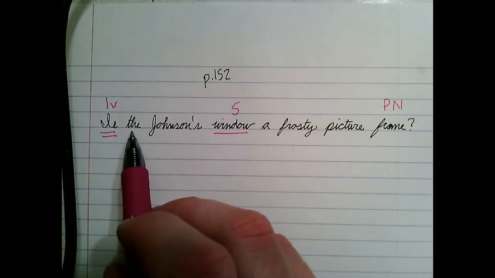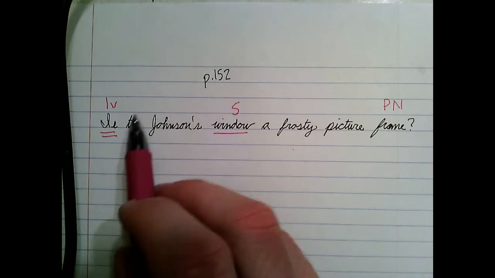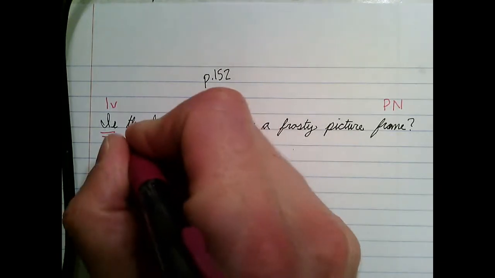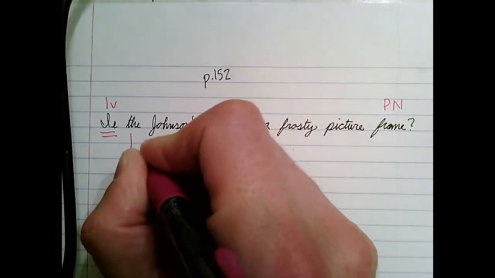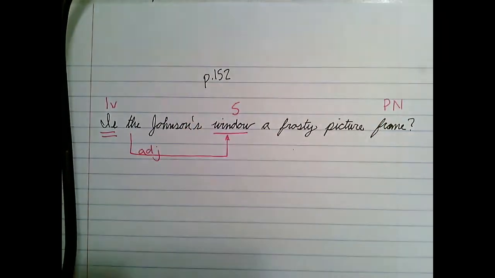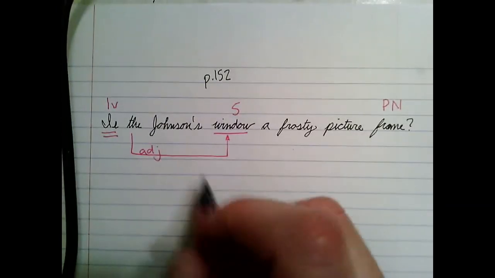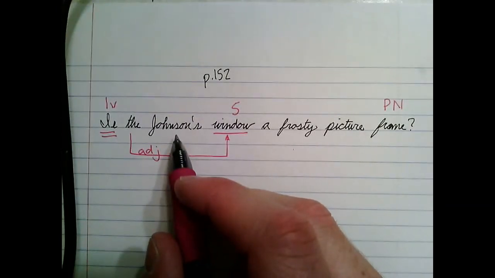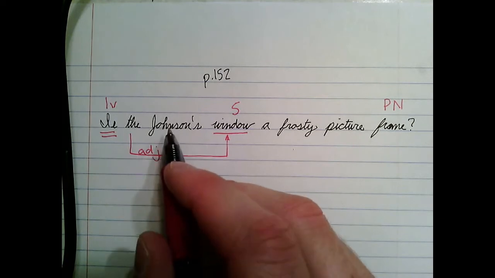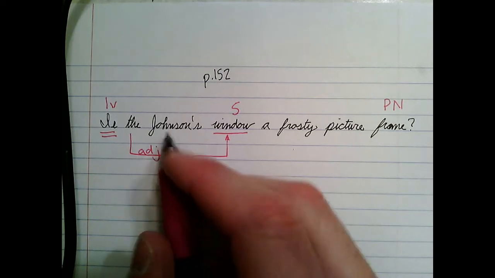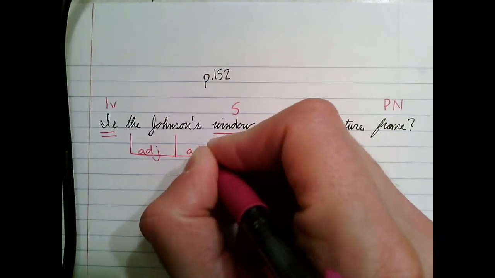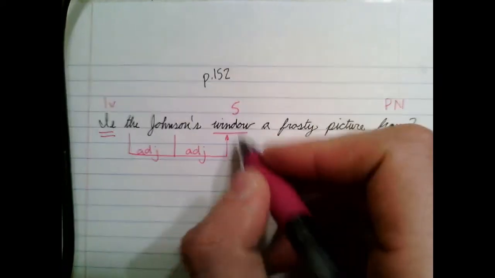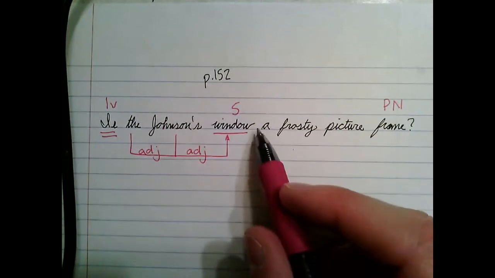What is the describing? It's describing which window. So the is an adjective describing which window. Johnson's is a possessive noun, which means it's also an adjective, and that's saying whose window we're talking about. So that means it's also an adjective modifying window.